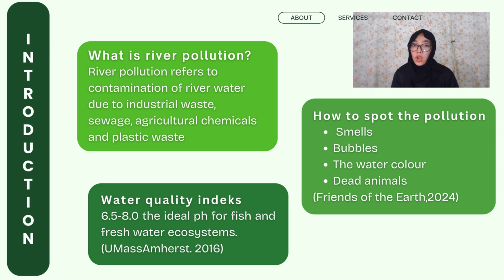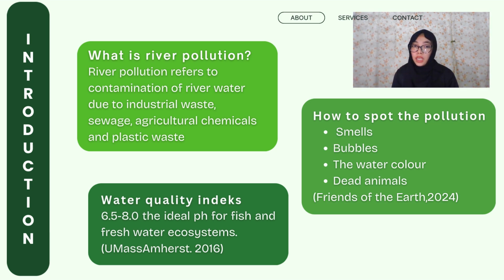There are also a few simple ways to identify if the river is polluted. For example, we can notice a strong and unpleasant smell, bubbles forming on the surface, changes of the color, or even the presence of dead animals. These signs are commonly used to detect early pollution.